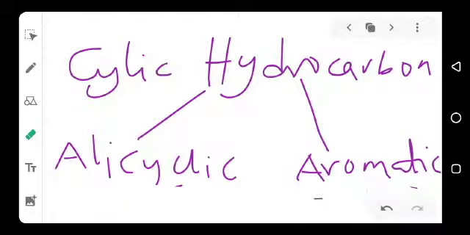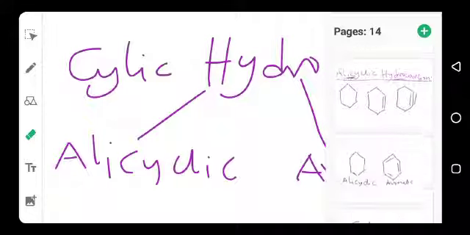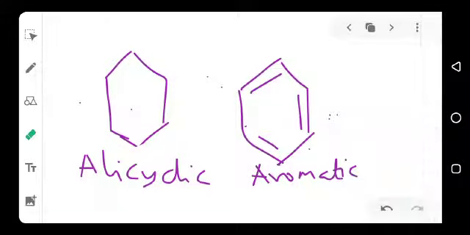Alicyclic hydrocarbon is the kind of cyclic hydrocarbon that does not have alternating double bonds. Take for instance this compound here. This one has alternating double bonds. You can see this is a double bond. There's no double bond this side, this is a double bond here.